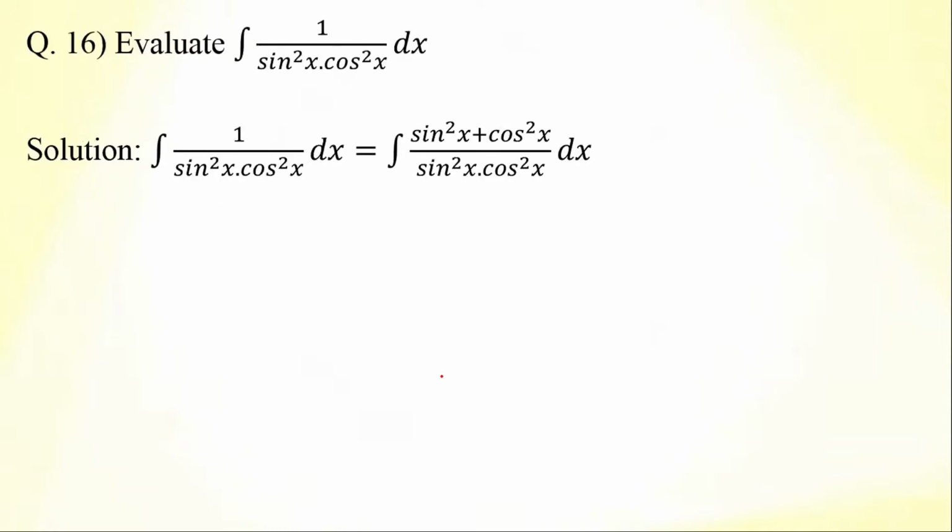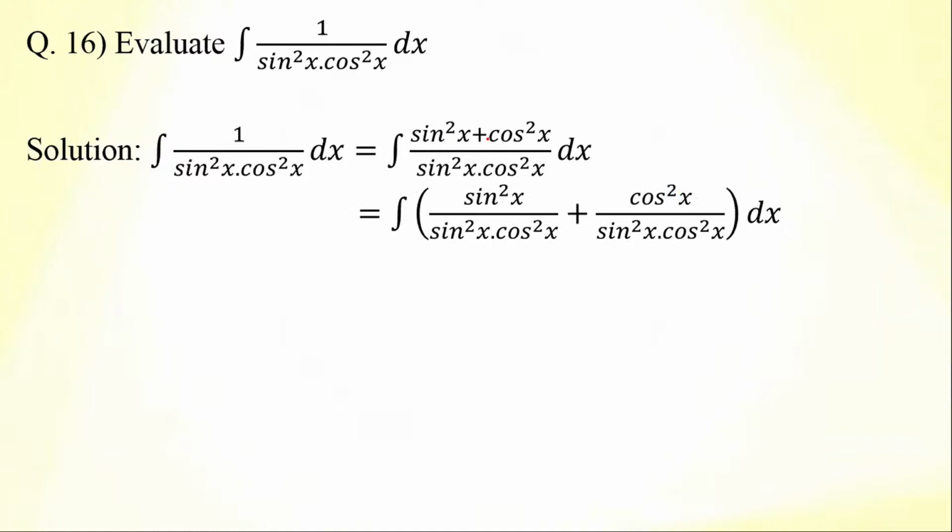Moving further to one more question, 1 upon sin square x into cos square x, which is integrated in different ways. So the method taken here is that 1 is to be converted into sin square x plus cos square x, and this is divided by sin square x multiplied by cos square x. So split the numerator like this, and here cancel out the common terms. Like sin square x is being cancelled here, and in the second term, you can cancel out cos square x.